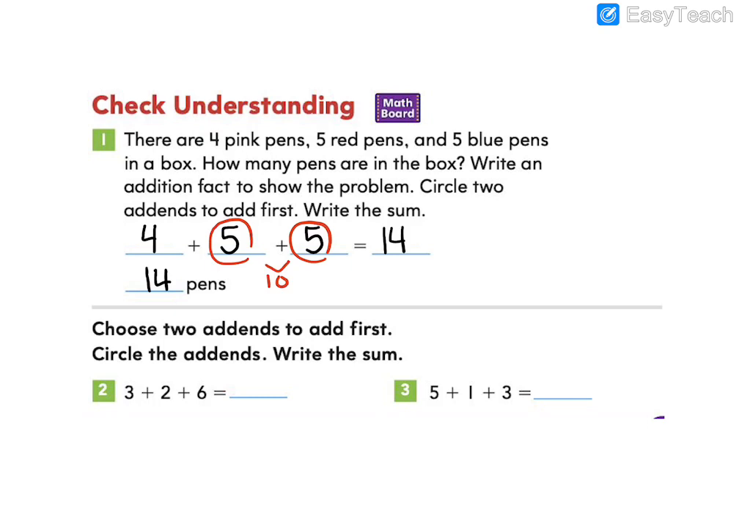For 2 and 3, you might have chosen different addends than I will. I know 3 plus 2 is equal to 5. So now I'm looking at 5 plus 6. I'm going to use a doubles plus 1. I know that 5 plus 5 is 10. 6 is 1 more than 5, so my answer is 11. For the second problem, I added 1 plus 3 is 4. I know that 5 plus 4 is 9.